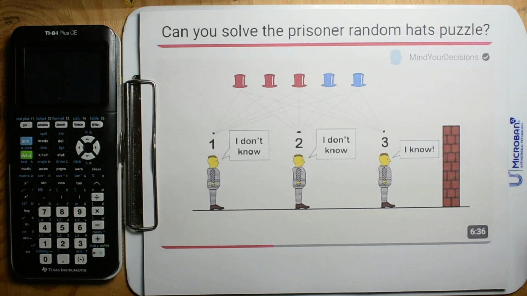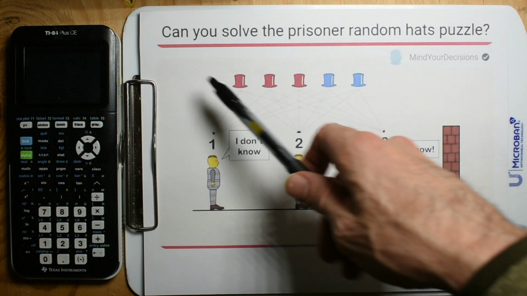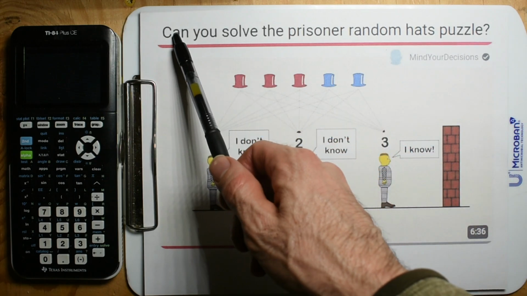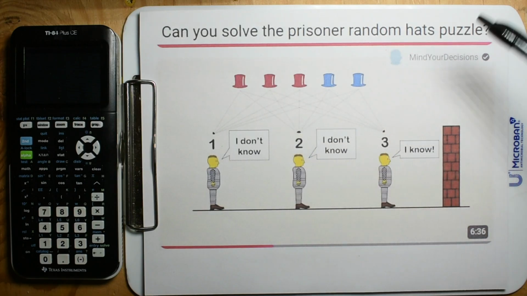Alright, hell yeah. So what we have here is a logic problem. Now this is Mind Your Decisions. He does this, and it's Presh Talwalkar. Does a very good job. But it says, can you solve the prisoner's random hat puzzle? So I'm going to say, let's do it.